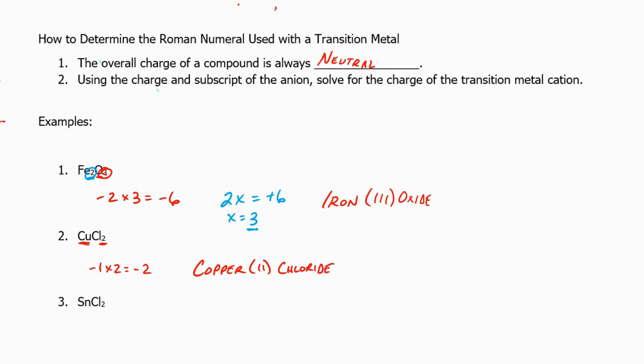All right, and let's look at this last example here. We got SnCl2. Just like our last one, since the Cl is -1 and we have 2 of them, that means the total negative charge is -2. And so the tin, to balance it out, since there's only 1 of them, the charge has to be +2. So this is tin 2 chloride.